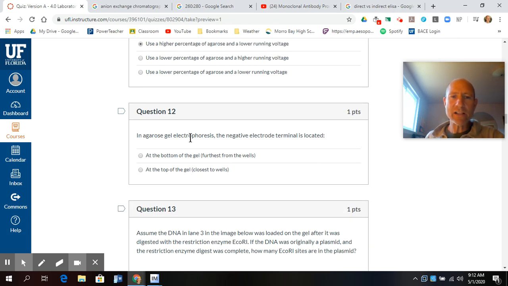In agarose gel electrophoresis, the negative electrode is located... So which side do you put the negative, or the black side? You put it closest to the wells. Boom, because DNA is charged negative and negative repels negative.